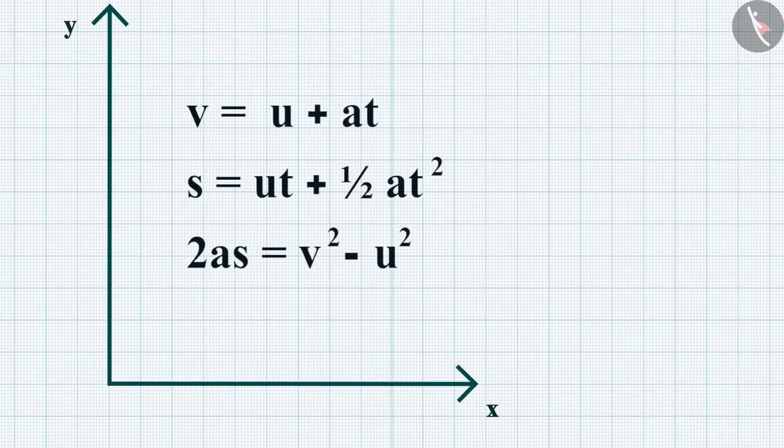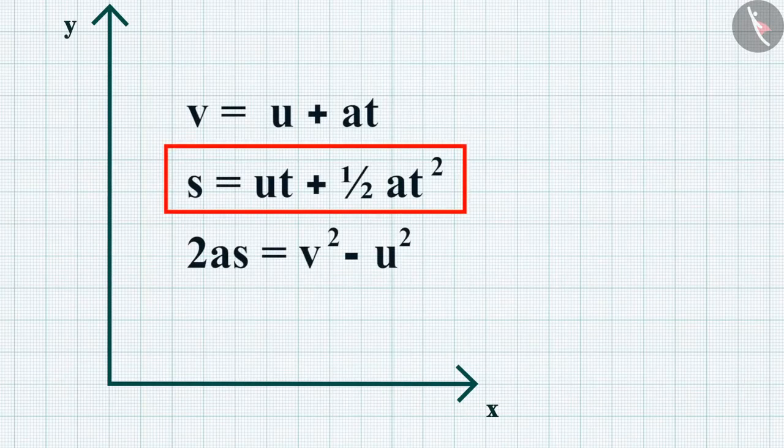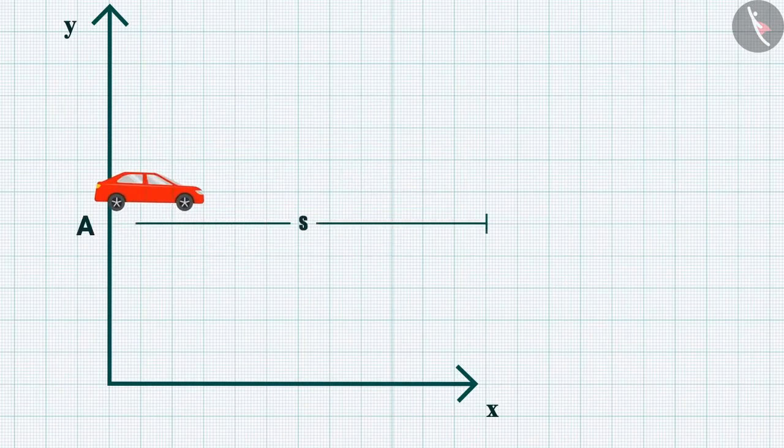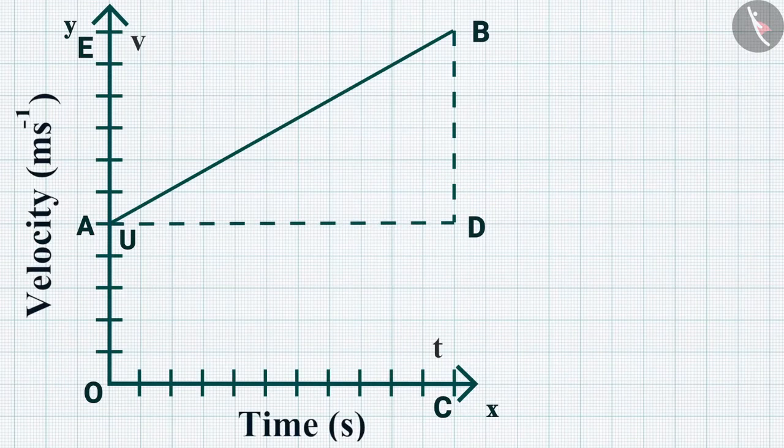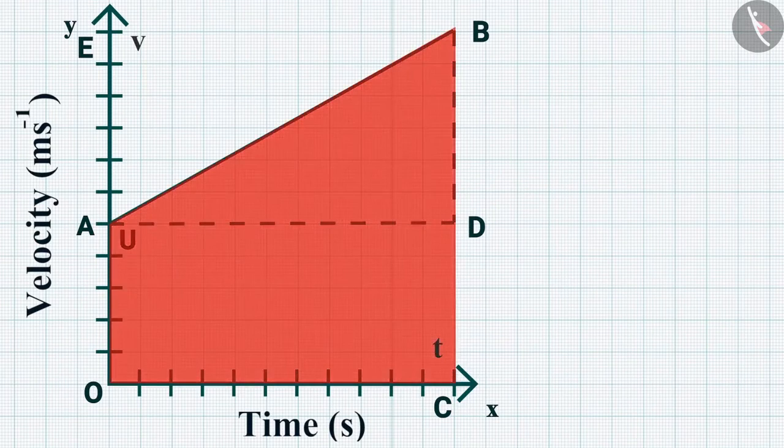Now, let's derive the second equation: the equation for position-time relation. Let us say that a car has travelled a distance s with a uniform acceleration of a in time t. The distance travelled by the car can be obtained from the enclosed area OABC in the graph.